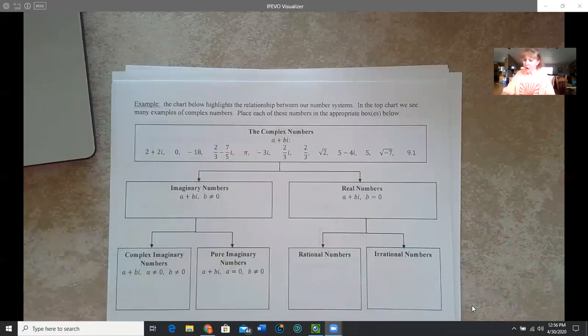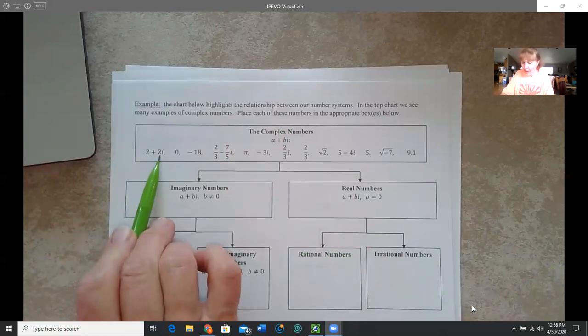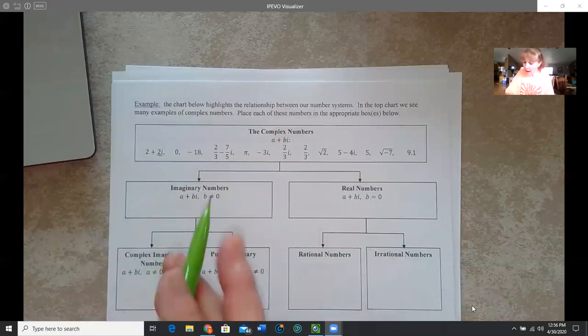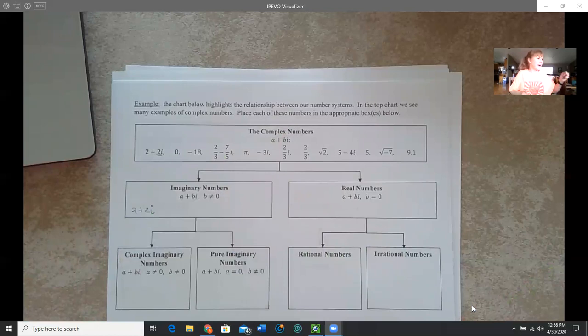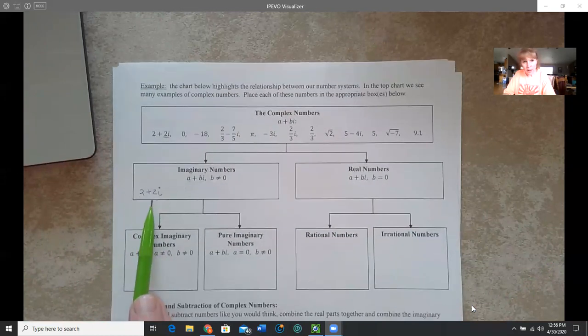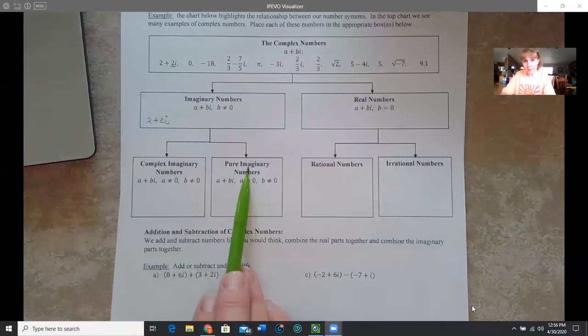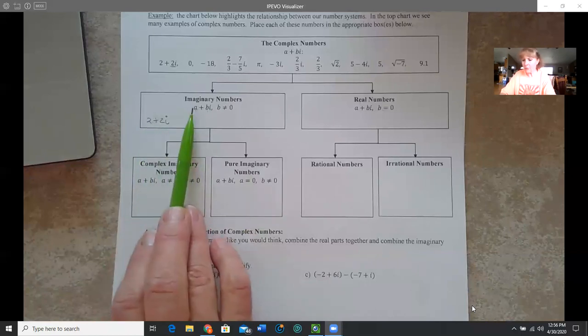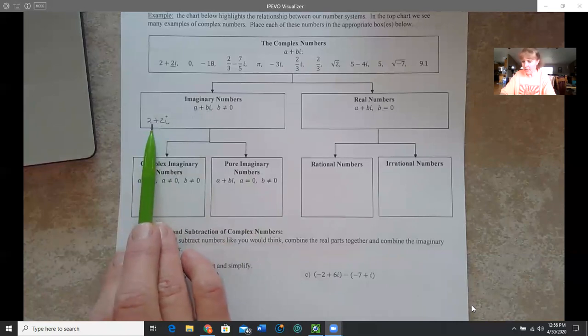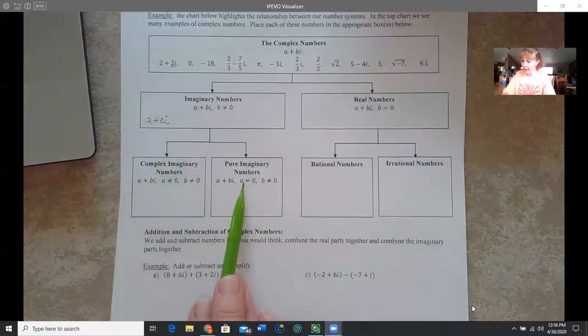So let's talk about our 2 plus 2i. Now we know that it has an imaginary part, so 2 plus 2i would go into this box. It would be considered an imaginary number. All right, now let's take this further. Let's take each number. 2 plus 2i. Is it a pure imaginary number? If it is, then this part is gone. Pure imaginaries don't have that real part added or subtracted. So with a pure imaginary, the a is 0.